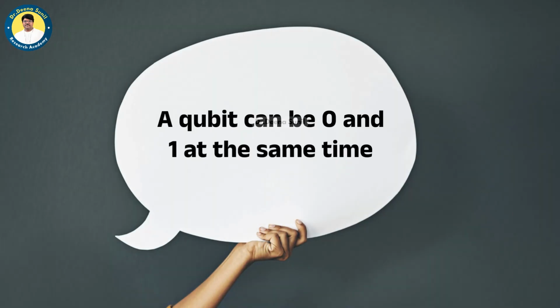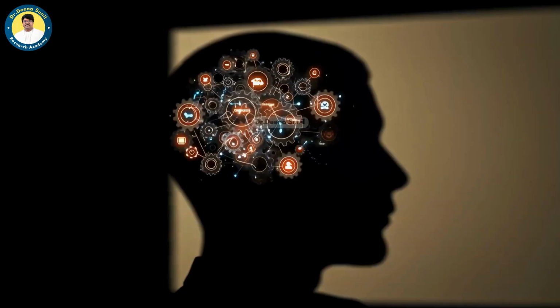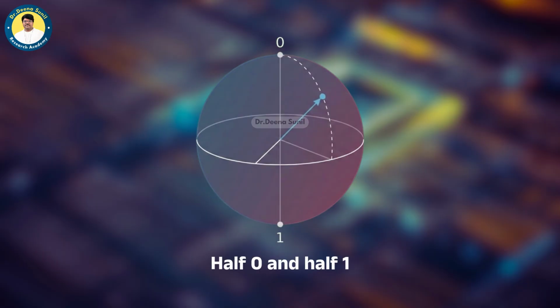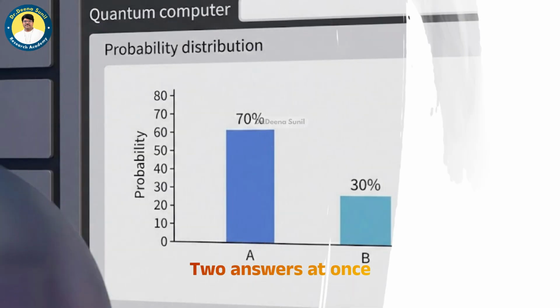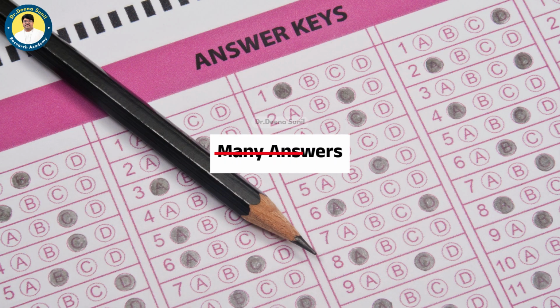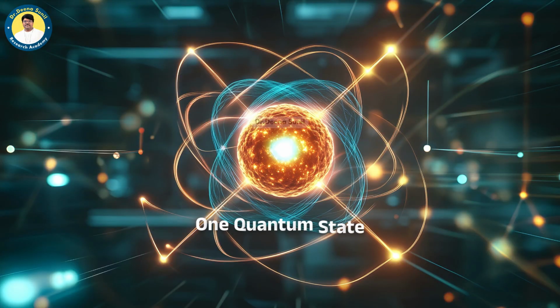Superposition. Most people hear this line: a qubit can be 0 or 1 at the same time, and immediately imagine magic. Let's be very clear. Superposition does not mean half 0 and half 1. Two answers at once, parallel universes, multiple particles. All of this is wrong. Superposition is not about many answers. It is about one quantum state.